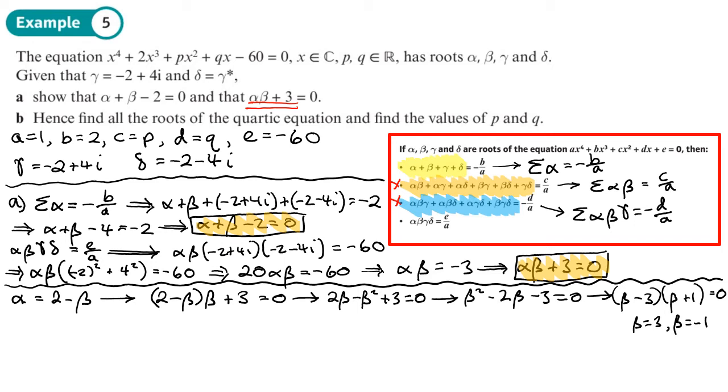Now, if beta is 3, what value of alpha do I get? I'll get -1 for alpha. And when beta is -1, so I'm plugging this into the first one, so I'll get alpha minus 1 minus 2. So alpha minus 3 equals 0. That means that alpha is 3.